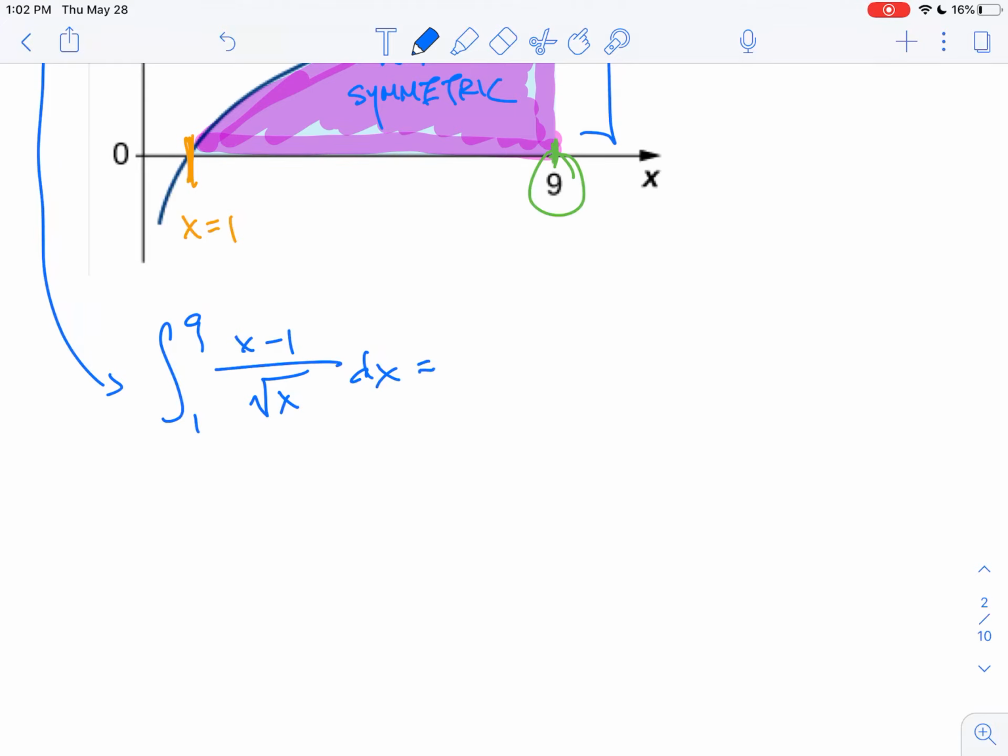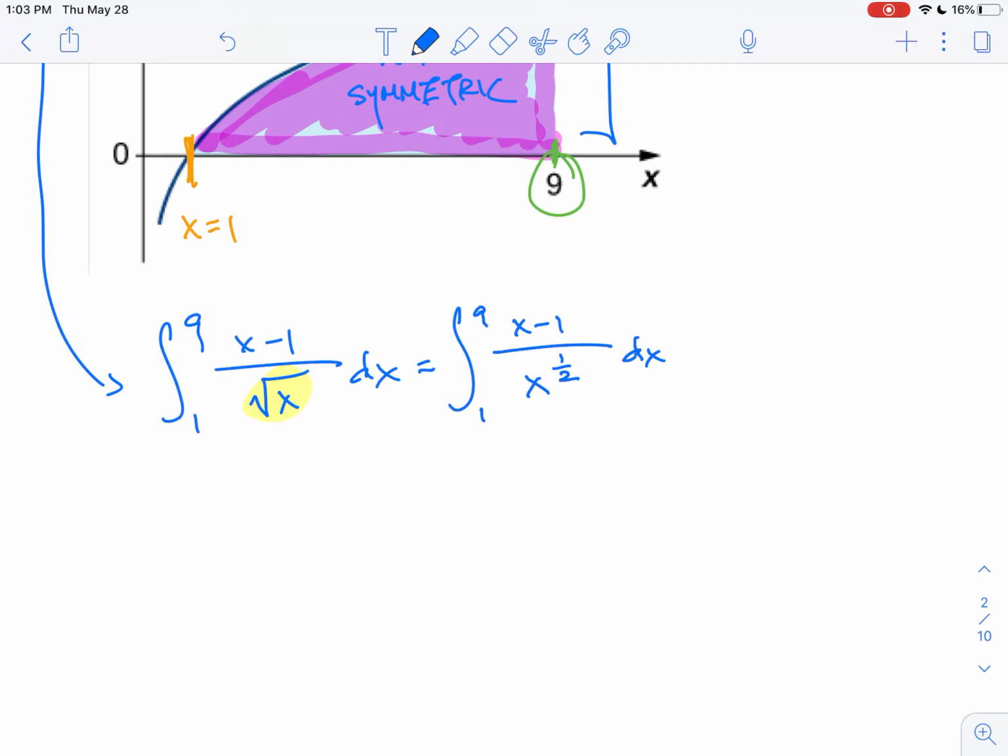So I'm going to do a few things here. And the first thing I'm going to do is this square root of x, I'm going to change it to x to the 1/2 power. And that's a really important change for you to know how to make, all right? So I have the integral from 1 to 9 of x minus 1 over x to the 1/2 dx.